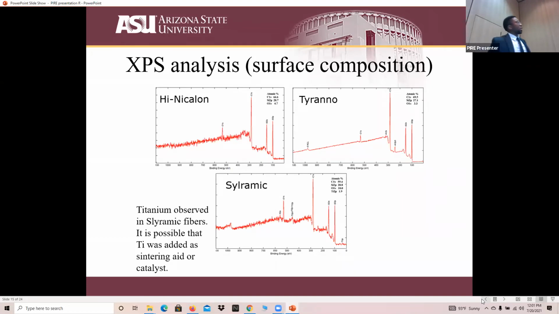XPS analysis for the surface composition shows us that in all 3 fibers, we do see the presence of silicon, carbon, and oxygen. Yet in ceramic, we do see the addition of titanium, and we suspect that titanium has been used as a sintering agent during the synthesis of this fiber.